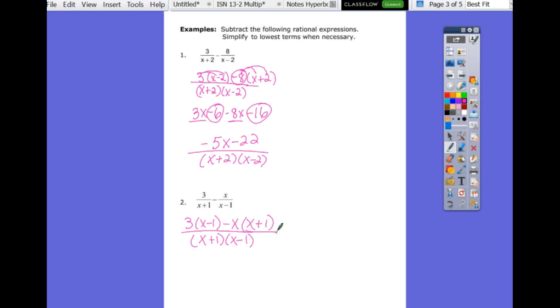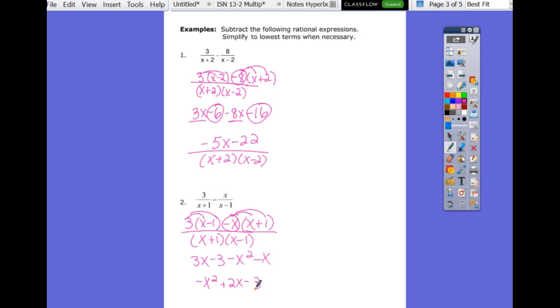Now I'm going to distribute. When I distribute, I'm going to get 3x minus 3. And when I distribute this time, I'm going to take minus x times both things. That gives me minus x squared minus x. I want to combine like terms. So I have minus x squared, and then I have 3x minus x, which gives me 2x minus 3.